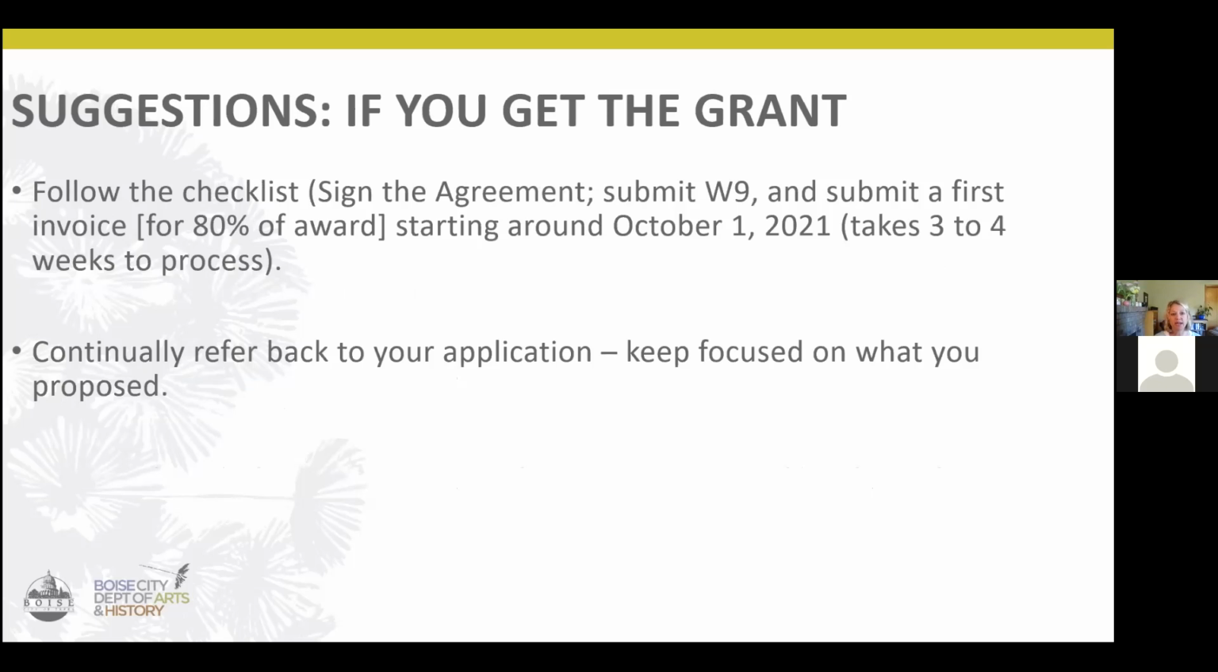So if you get the grant, I will be sending you a checklist. You'll need to sign the agreement, submit a W-9 and an invoice, and the checklist will have all this information on it. We also have a grant recipient training that we can go over how to get into the system and do all those things. Then you could submit your first invoice for 80% of the award starting October 1st. And then you'd submit the final invoice for the remaining 20% of the award after you complete the project.